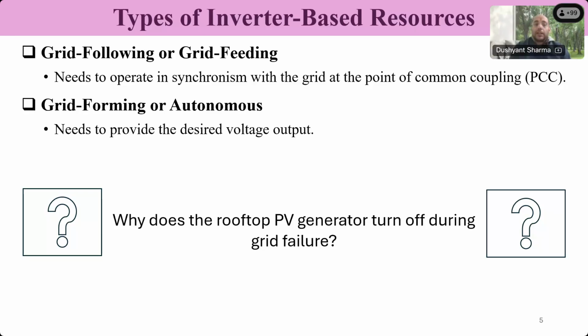Such an inverter is called grid forming. That means it is forming its own grid. It is creating its own voltage reference. It is creating its own voltage. So it's a grid forming or an autonomous inverter.